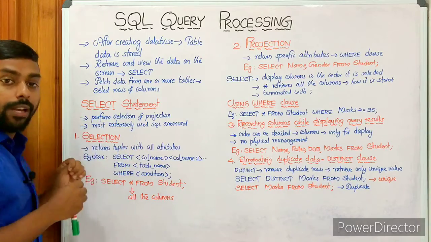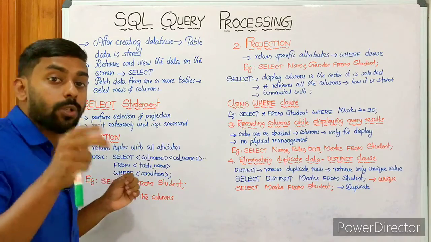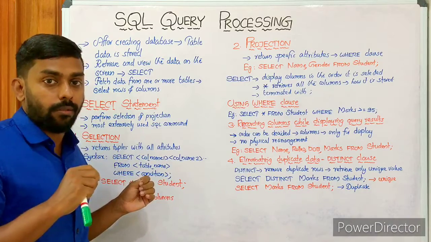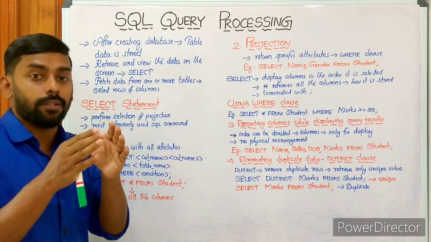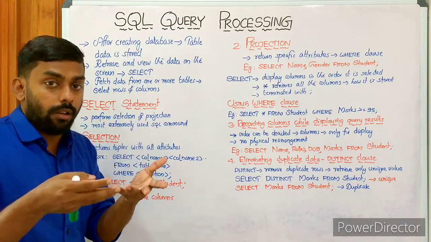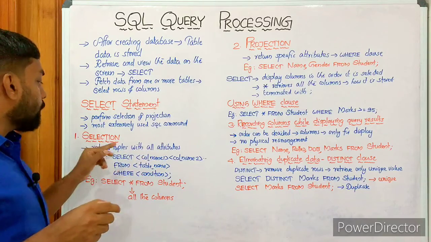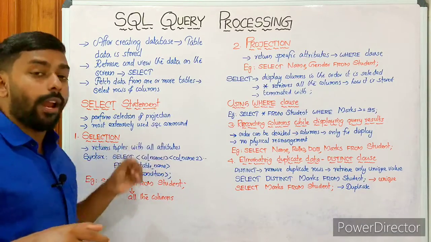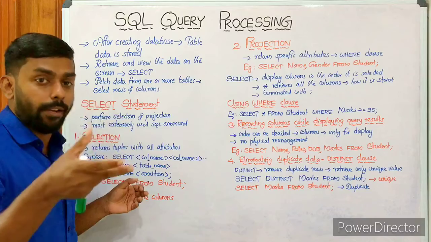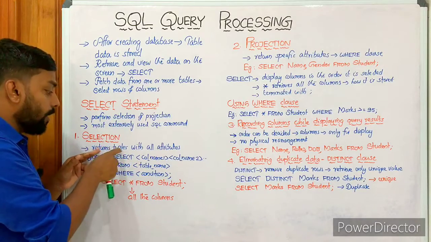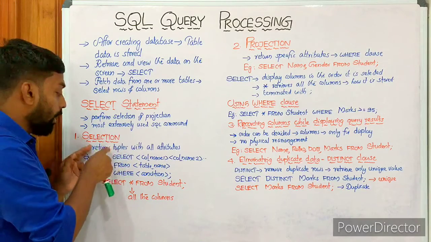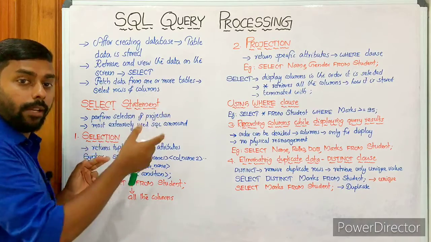So first we can look at selection. Selection is used to retrieve rows from a relation. We know selection is related to tuples or rows. It returns tuples with all attributes. See the point? Returns tuples with all the attributes.